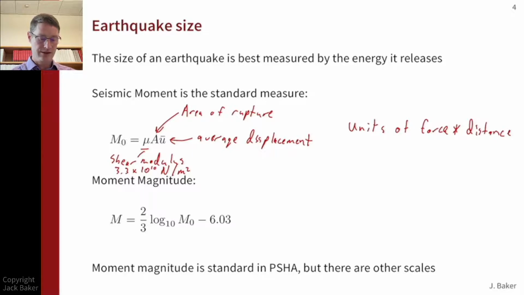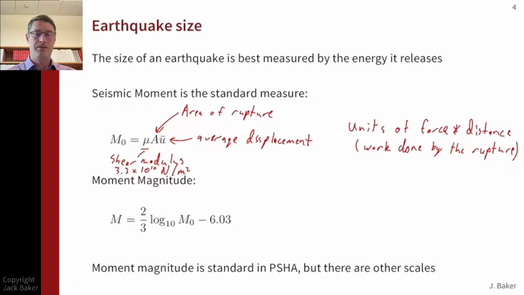Okay, and so that's units of work that's done by the rupture. So that's our basic measure of the size of the rupture.